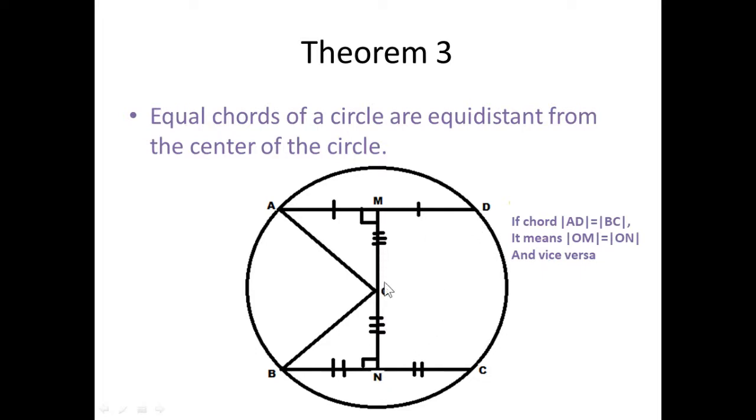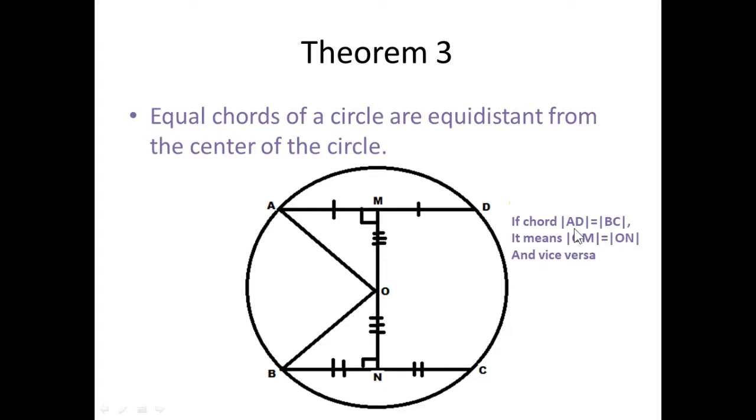That's what the theorem is talking about. Another way is that when you have two chords in a circle and they have equal distance from the center of the circle, that is, OM is equal to ON, that means the two chords are equal in length. That's another way you can view it: when you have two chords in a circle and they are of the same length, their distances from the center of the circle are the same. And that's what the theorem is talking about.